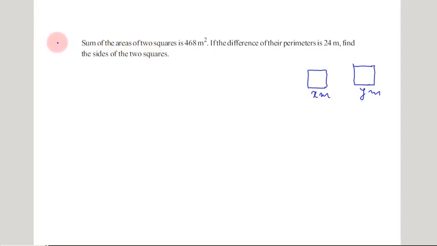Today we are going to discuss the 11th problem of exercise 5.3. Let us observe the question. The sum of the areas of two squares is 468 meters square. If the difference of their perimeters is 24 meters, then find the sides of the two squares.